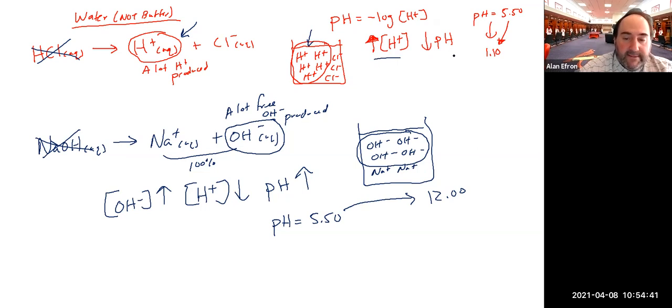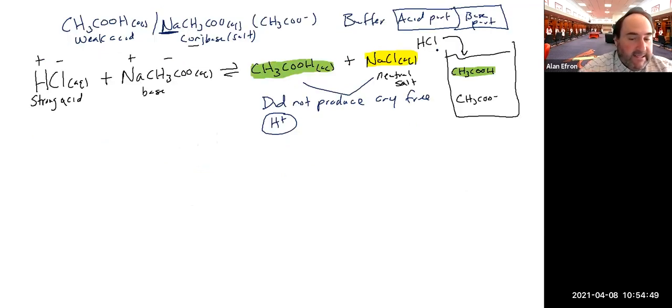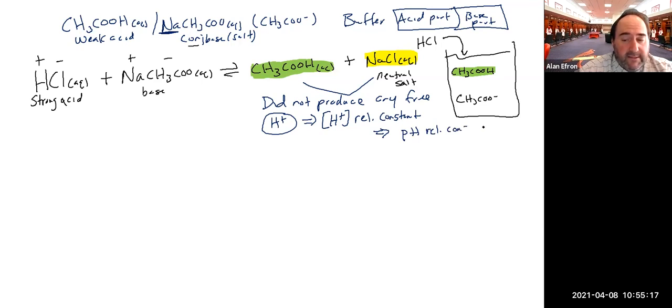That is what basically caused that big shift in pH that we saw when we did it with water, which is not a buffer. Here, though, when we add the exact same acid to this buffer, pretty much we don't produce any free H plus. What does that mean? Well, it means that if we didn't produce any free H plus, the concentration of H plus remains relatively constant. And if the concentration of H plus remains relatively constant, that would mean that the pH also remains relatively constant.